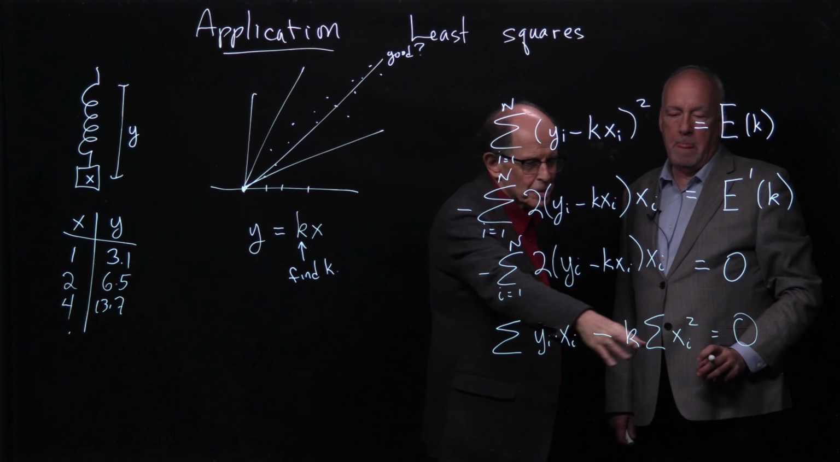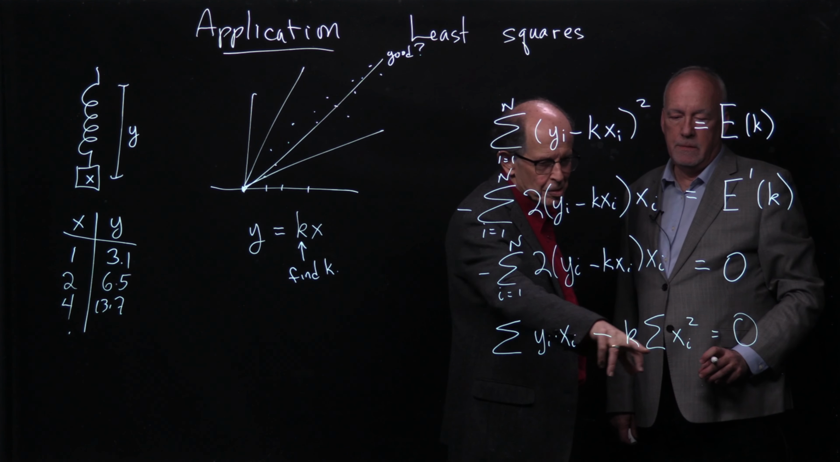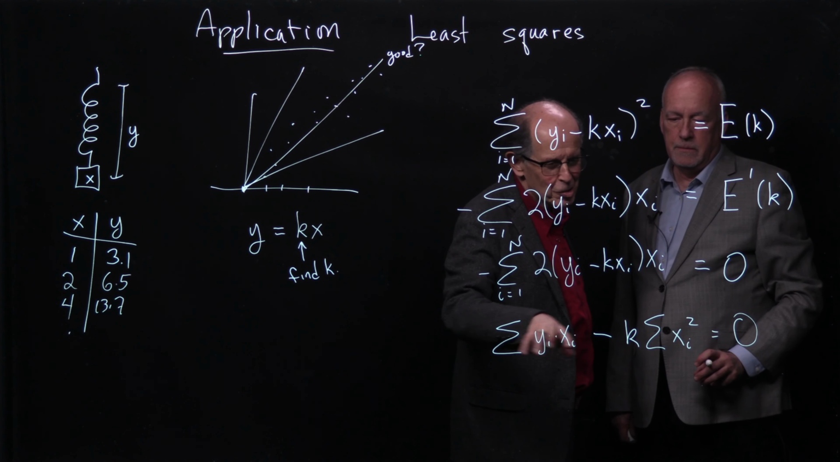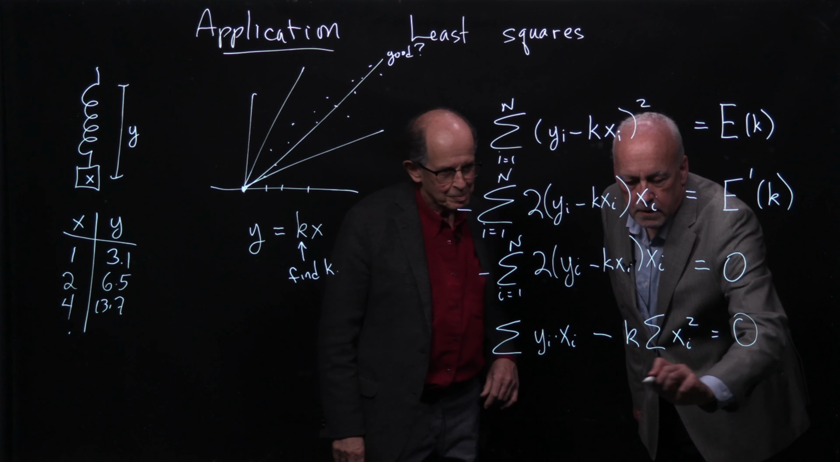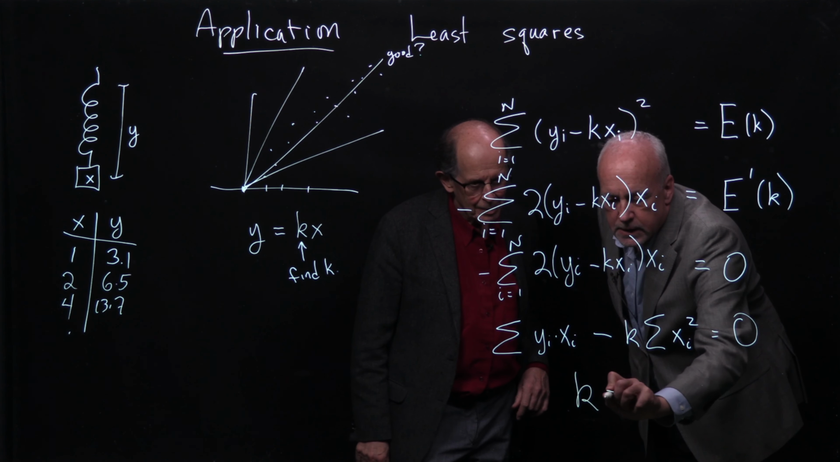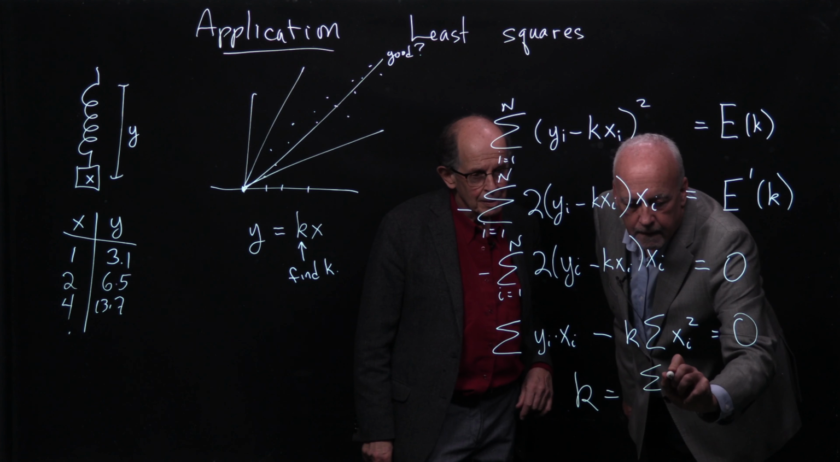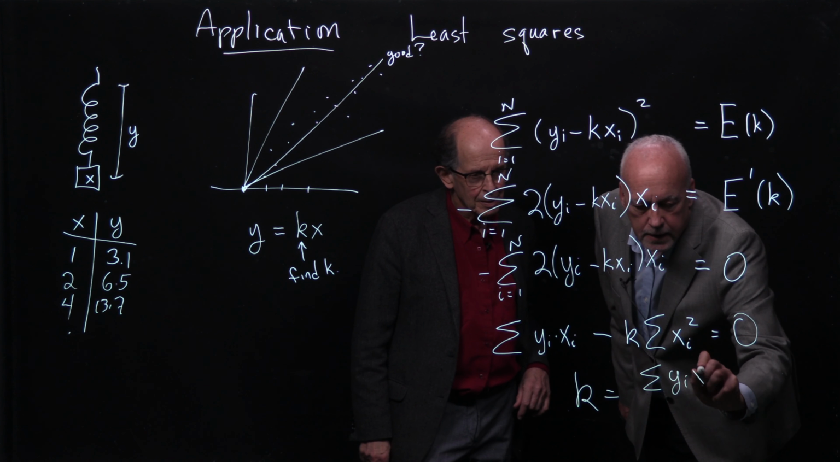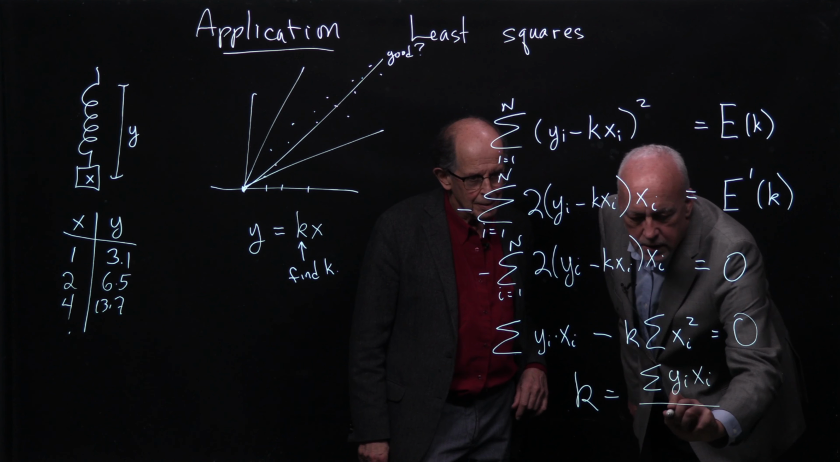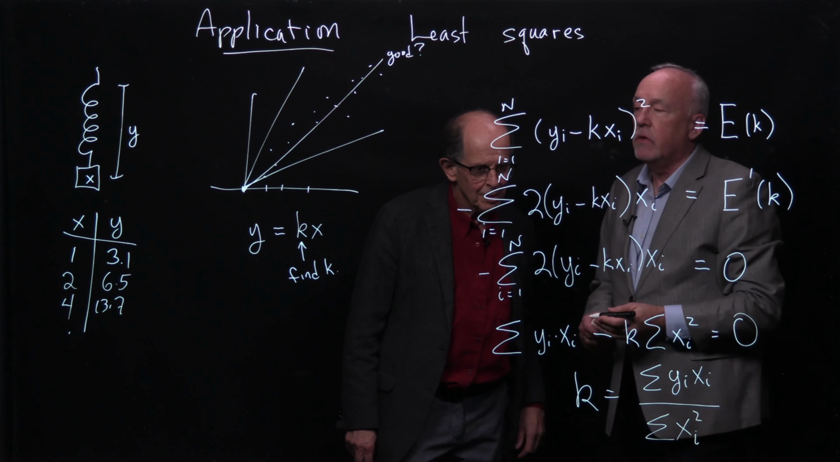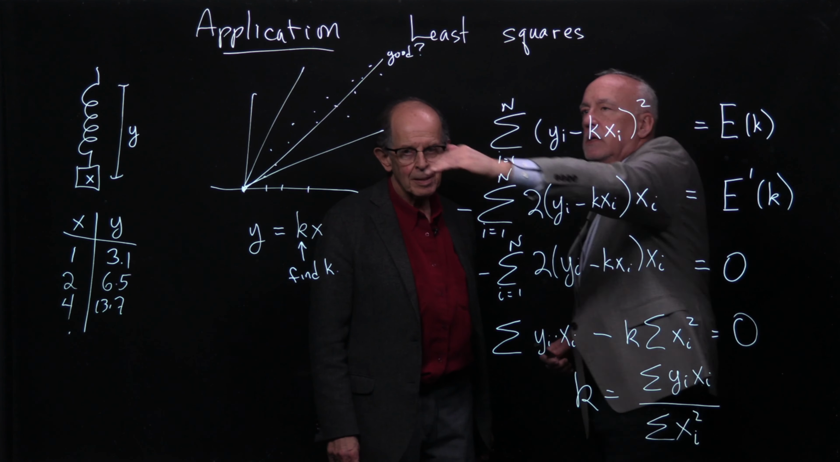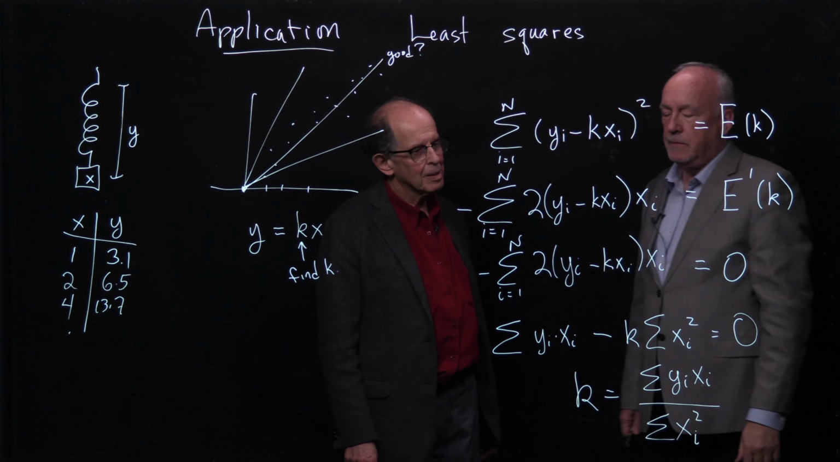Well, we take this to the other side, get rid of the minus sign. This is some number, so it's this number divided by that number. Very good. So k is equal to this number, the sum of yi xi, divided by the sum of the xi squared. And that's our formula for the best slope to this line to fit our data.